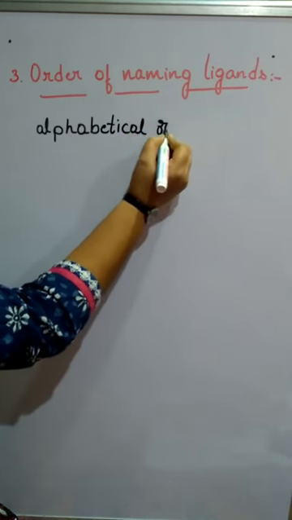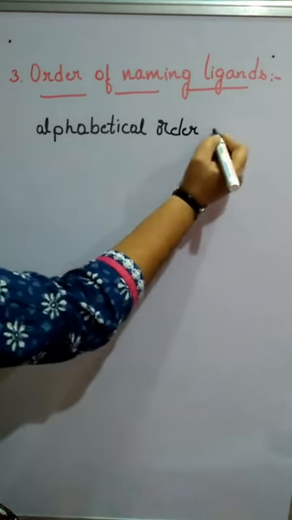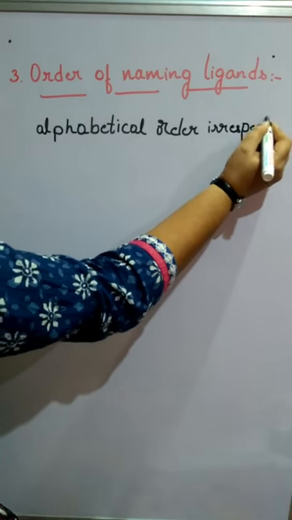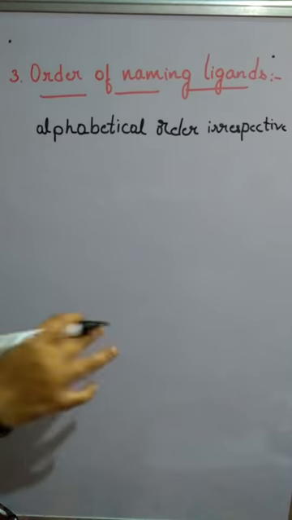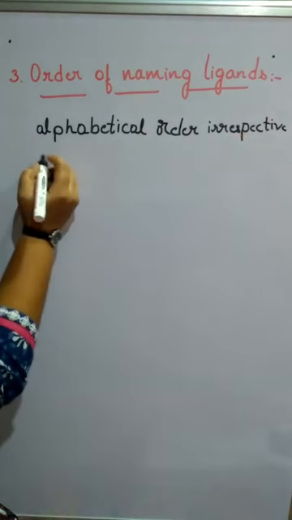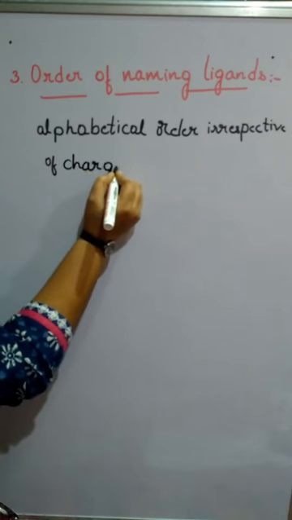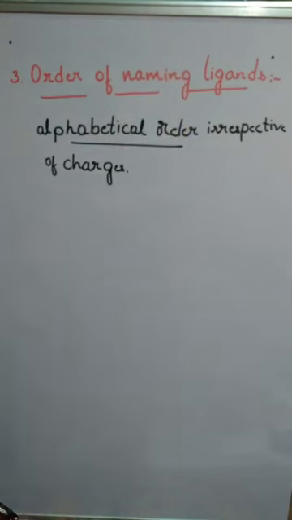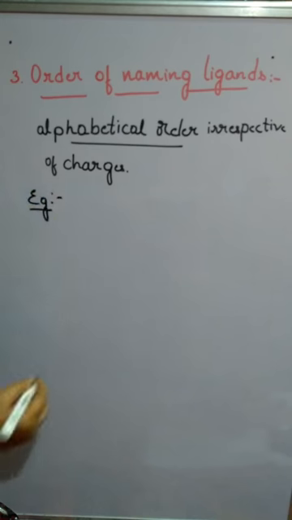Alphabetical order. Ligands have to be named in alphabetical order irrespective of their charge. So we need not bother about the charges there. So it is -2, -4, -3, -1, whatever it is, irrespective of charges. Only with the alphabetical order, the naming order of ligands has to be followed. We shall take one example so that it will be easy for us to understand.